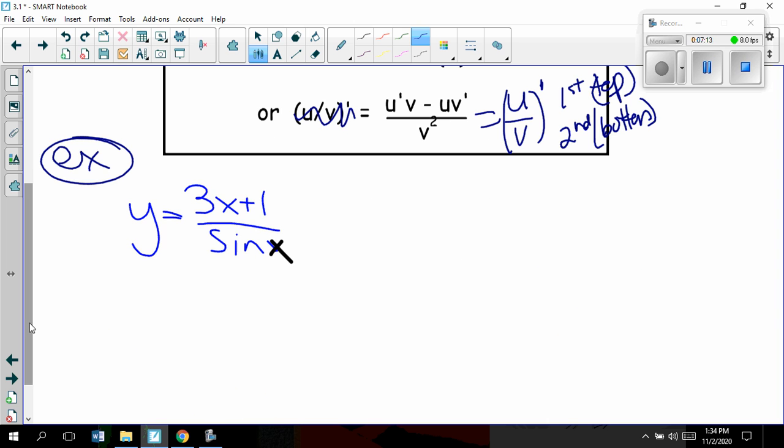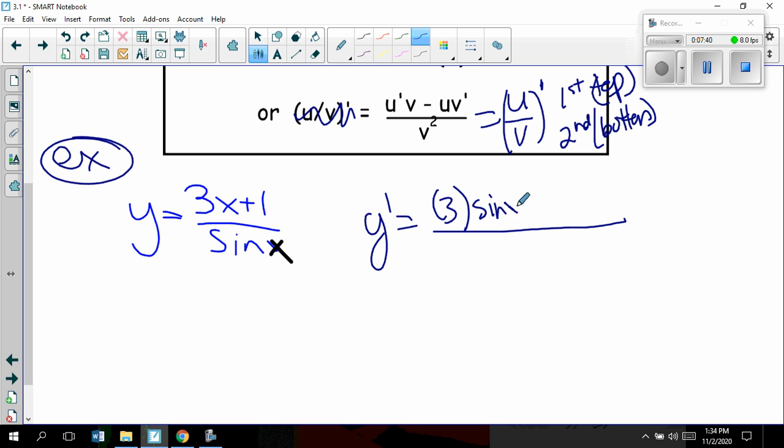So let's try one. So we have 3x plus 1 over sine of x. And yes, there's some adding and subtracting up here, but your overall format is a division, a quotient. And so that's how you know you're going to need your quotient rule. Okay. So it starts off the derivative of the top, or the first. So my derivative of 3x is 3. My derivative of 1 is 0. So I can just put 3.